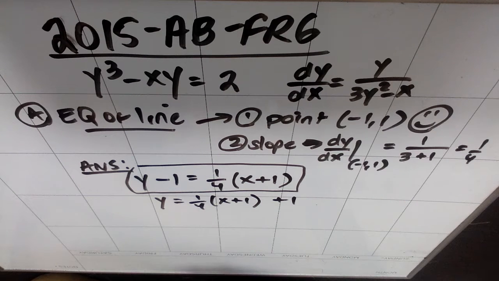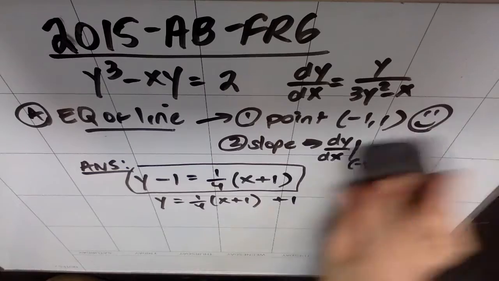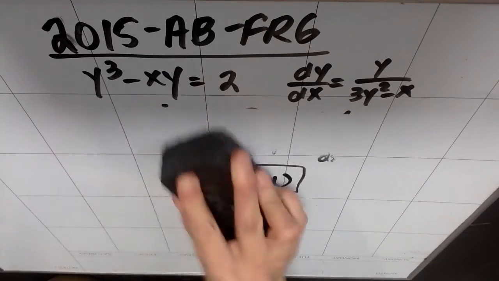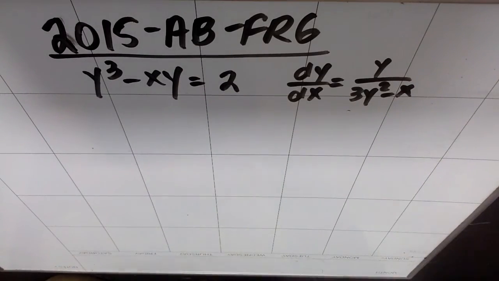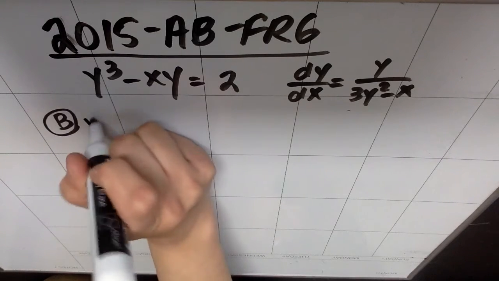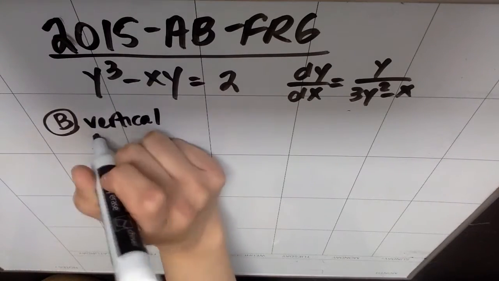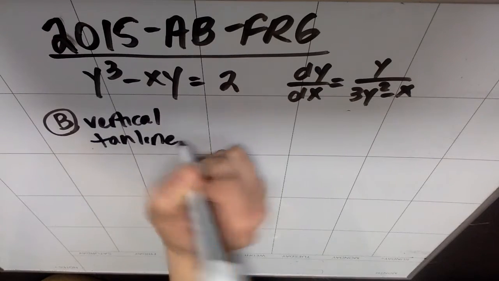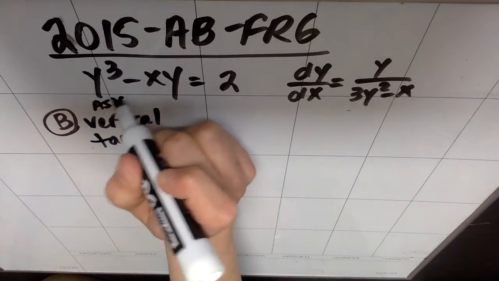Part B. Find the coordinates of all points on the curve at which the tangent line to the curve is vertical. Cool. So this requires a little bit of translation. You need to know a couple things. The first thing you need to know is what a vertical tangent line would mean.